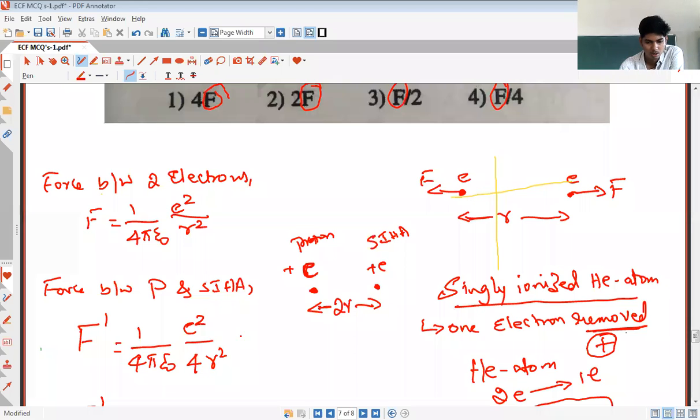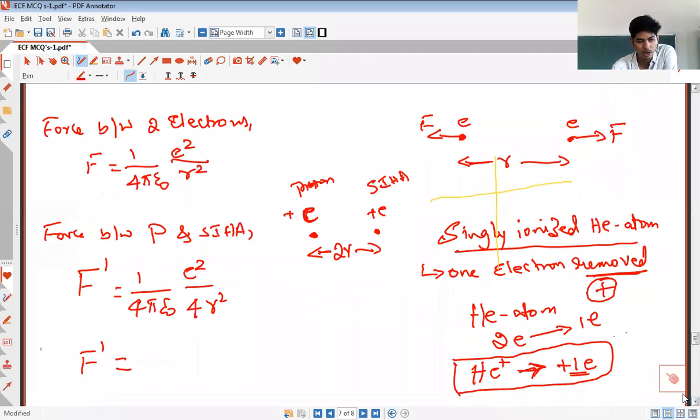F by 4, correct? Notice the force between the proton and the singly ionized helium atom is F dash, equal to 1 by 4 pi epsilon naught E square divided by R square. What can I write this factor, 1 by 4 pi epsilon naught E square by R square, as? It is nothing but F divided by 4.